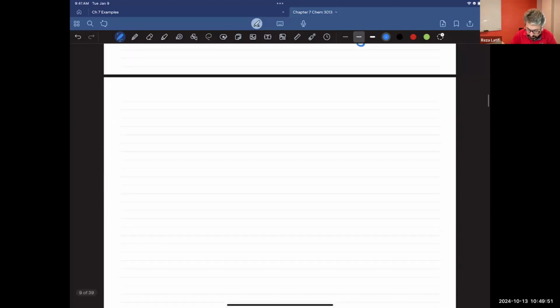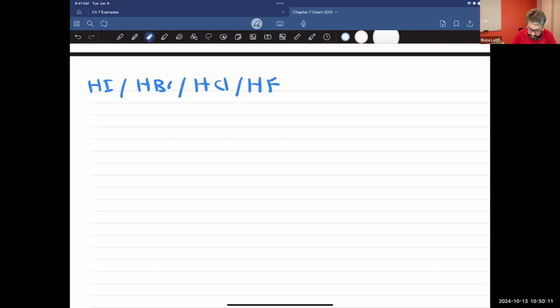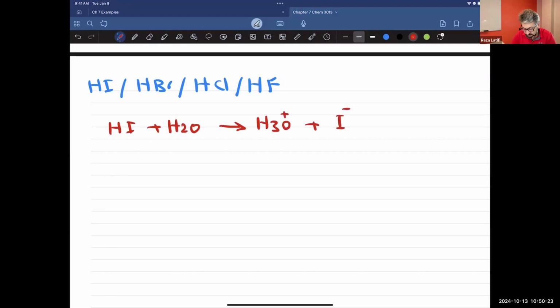Okay, let's talk about, for example, HCl. Sorry, HBr, HI versus HBr, then HCl, then HF. I want to know what's the strongest acid in this case. The strongest acid is going to be HI, and why? Two reasons. First, if you take HI and react it with solvent, it will turn into hydronium ion plus I minus. This one is going to be the acid, this one will be the base, this one is going to be the conjugate acid, and the last one will be the conjugate base.